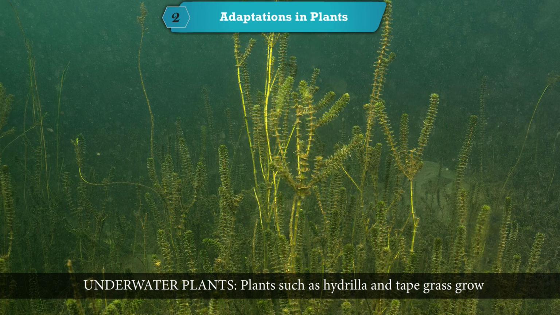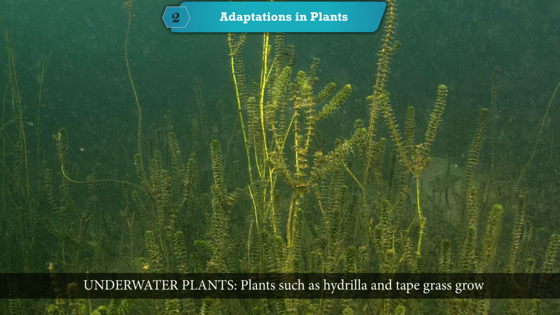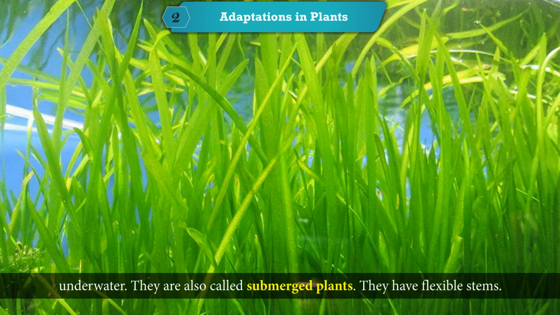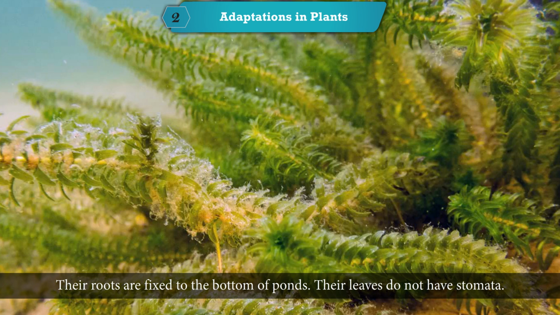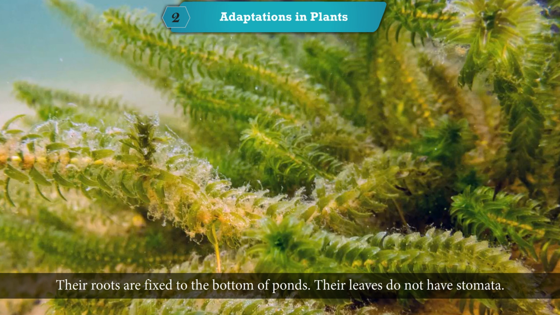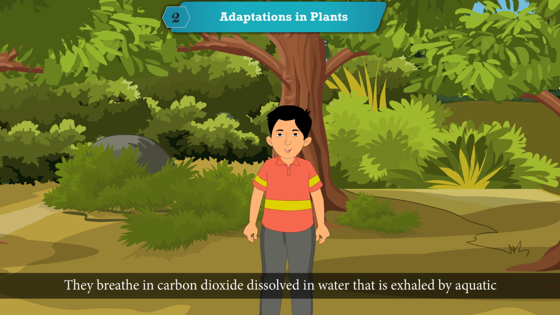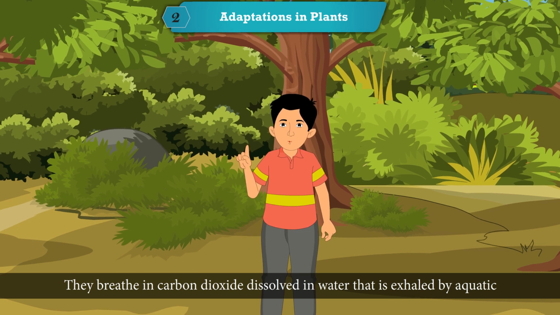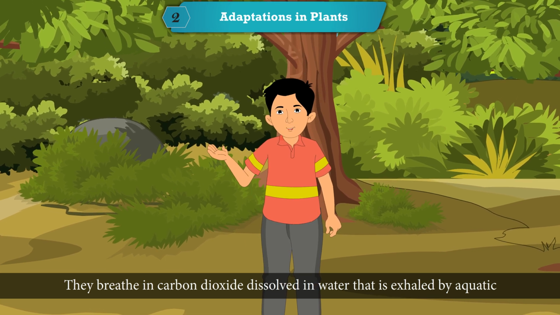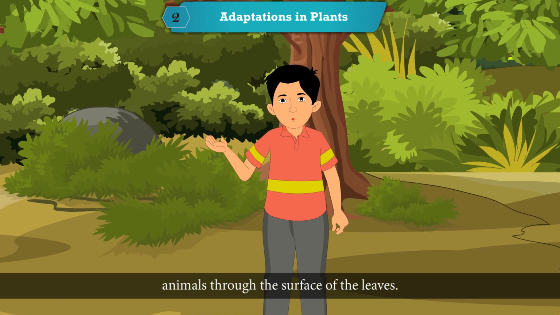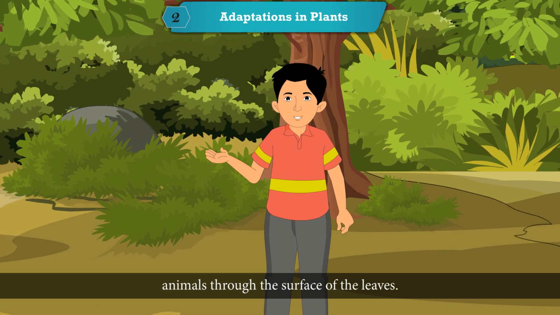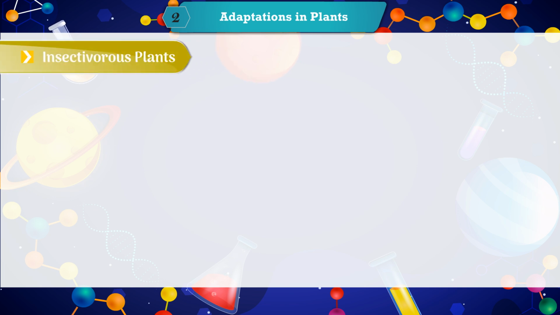Underwater plants. Plants such as hydrilla and tape grass grow underwater. They are also called submerged plants. They have flexible stems. Their roots are fixed to the bottom of ponds. Their leaves do not have stomata. They breathe in carbon dioxide dissolved in water that is exhaled by aquatic animals through the surface of the leaves.